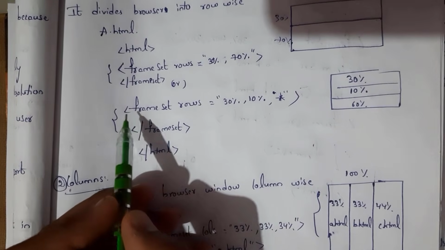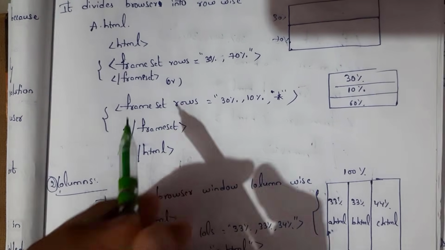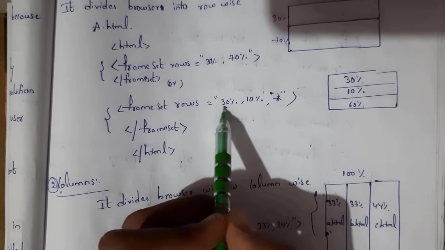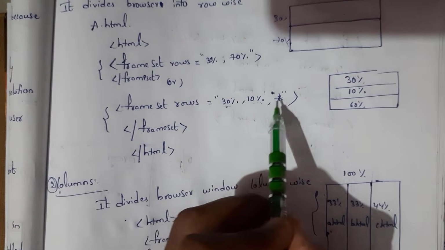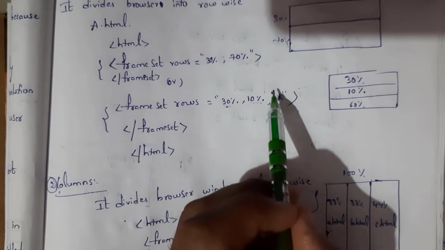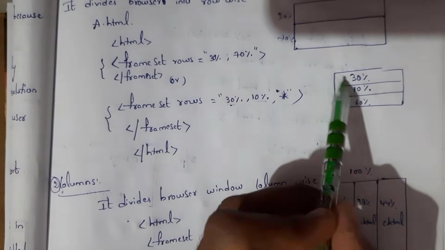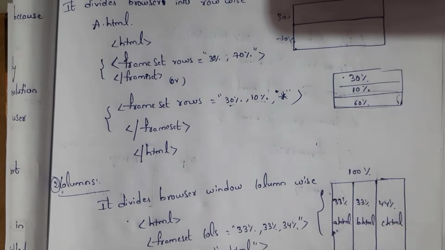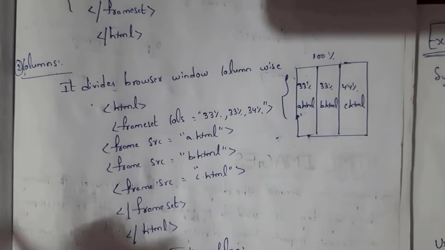Similarly, another program, that is we need to divide this frame into three parts. One is 30% and next one is 10%. Star indicates the remaining percent. So the first one is 30% and the next one is 10% and the remaining 60% is in this section. In this section, here I wrote one program.